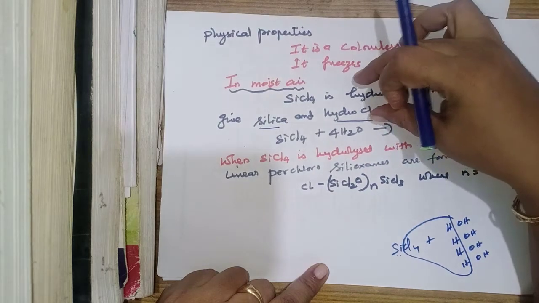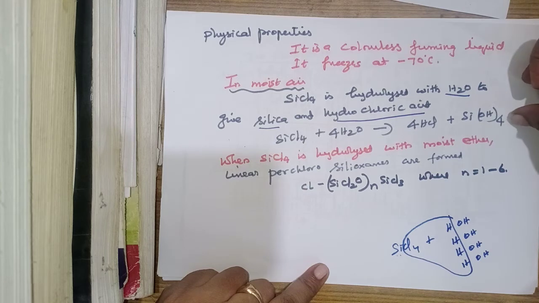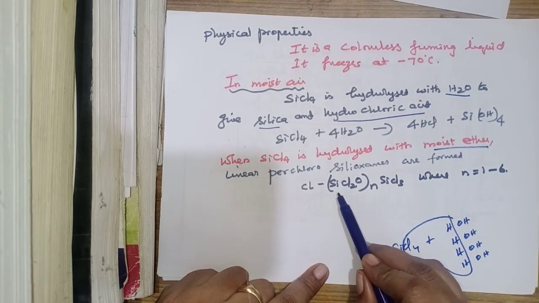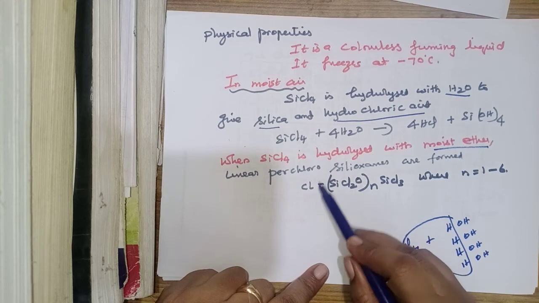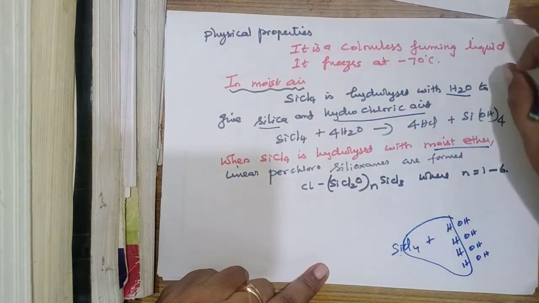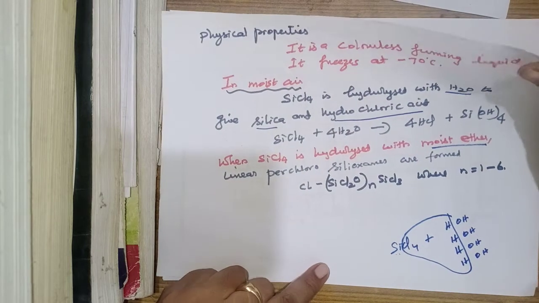With moisture it gives Si(OH)4. With moist ether you will get Cl, then SiCl2O in ether form n times, then SiCl3. That is a linear perchlorosiloxane.